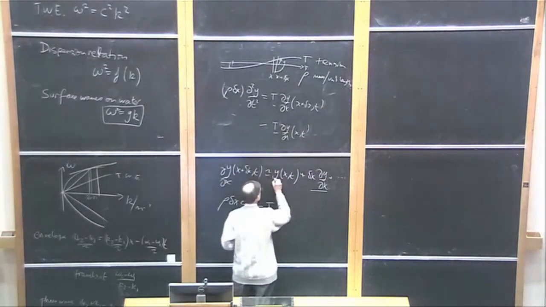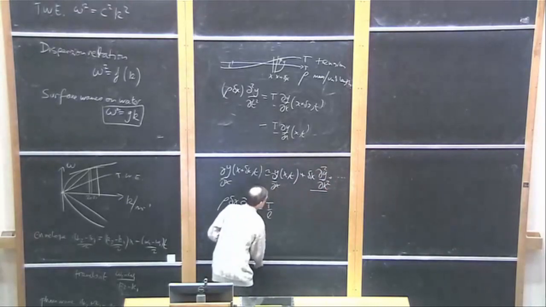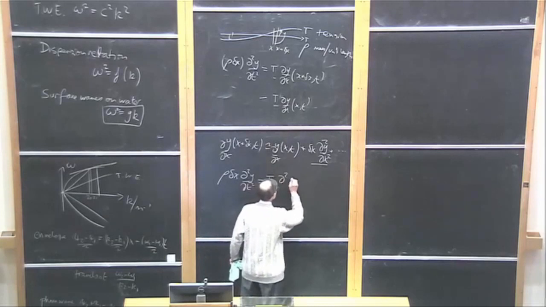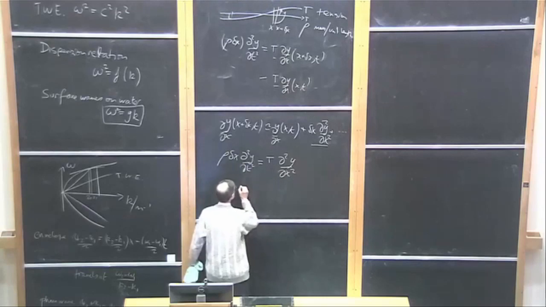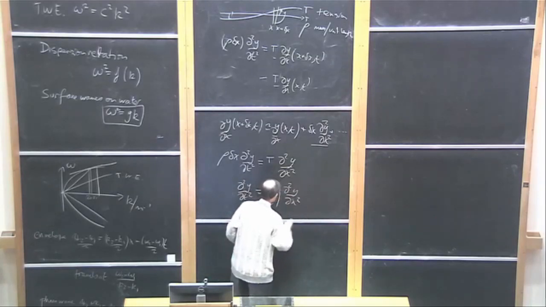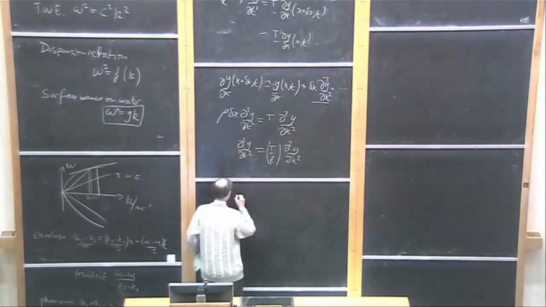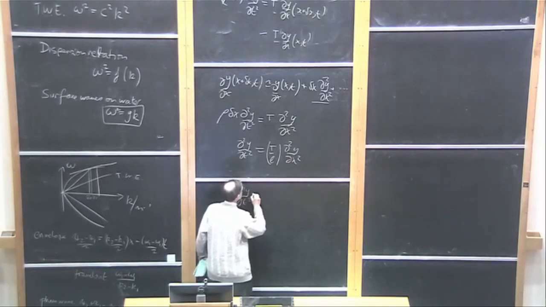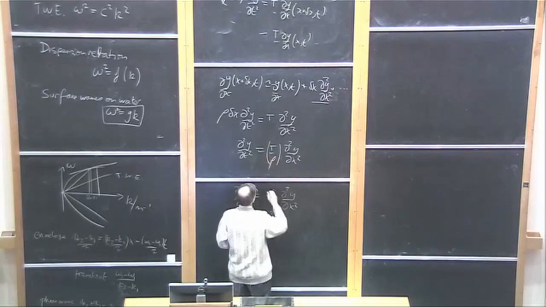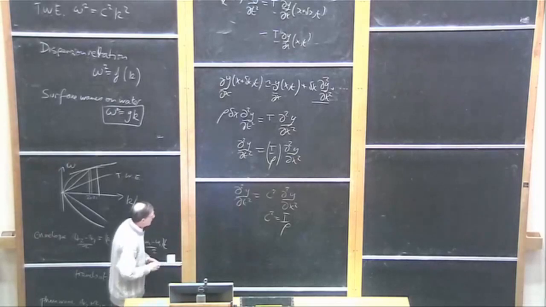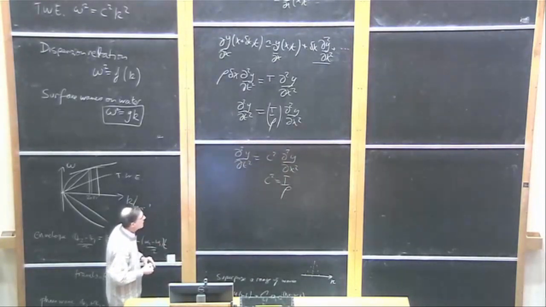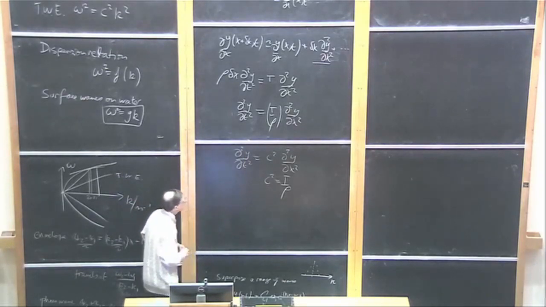And so here, and so I get T d2y by dx squared. And so d2y by dt squared is T over L d2y by dx squared. So that's in the form of d2y by dt squared is c squared d2y by dx squared, with c squared equals T over rho. So the speed of the waves on the string is the square root of T over rho. Now that's a second order partial differential equation.